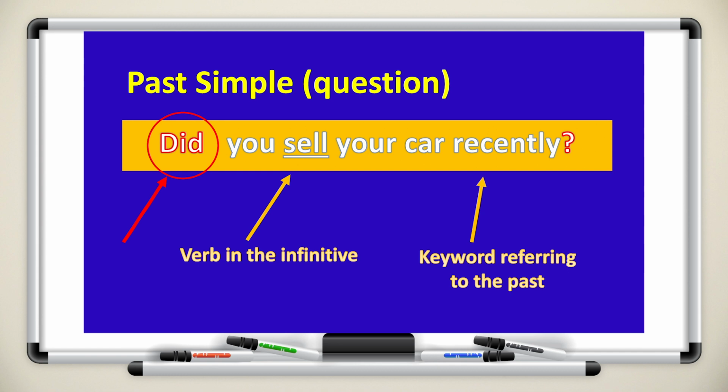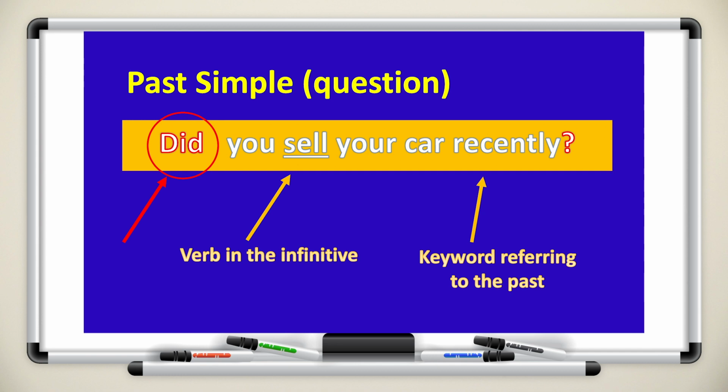Now let's take a look at the past simple if you want to use it in question form. We have the auxiliary verb did, and you all know what did does to the verb. It turns it into the infinitive. If you are going to use did, do, does, you cannot put the verb in any form other than the infinitive. What do I mean by the infinitive? A clean verb, okay? So, did you sell your car recently? Here, sell is a verb. But because I use did, and did refers to the past, I don't need to put it in any other form other than the infinitive.